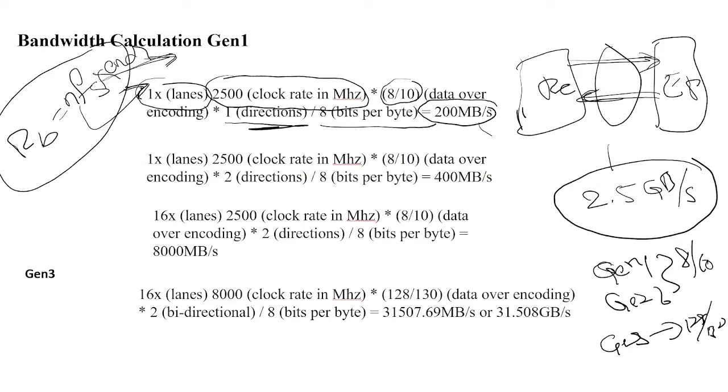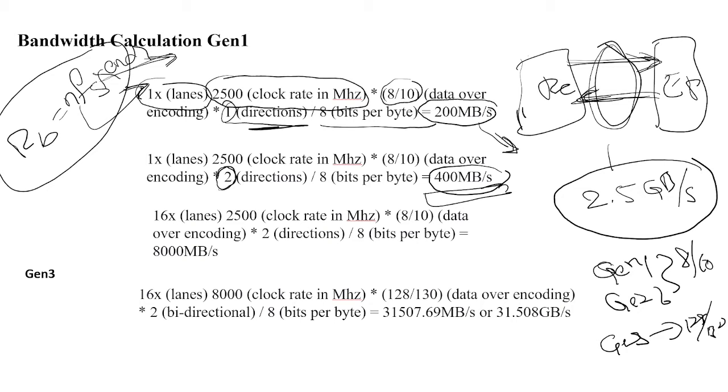So theoretically, for one lane, for one direction, we get 250 megabytes per second. If you take both directions, you have transmitting and receiving, right? This is dual simplex, so the transmitter and receiver are different. So if you take both directions, instead of one you have to use two here. So what happens? You can get 500 megabytes per second of bandwidth. This is the maximum bandwidth you can get theoretically.